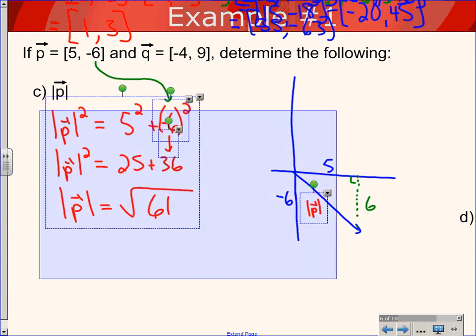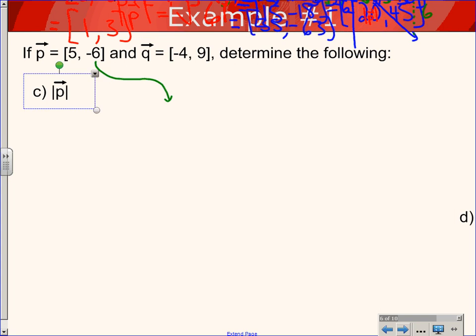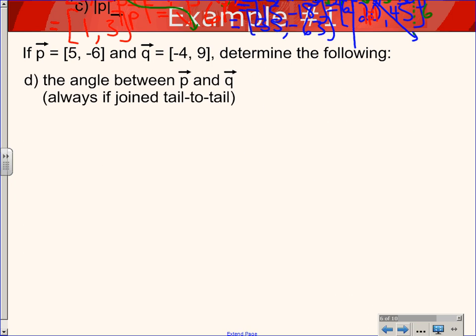Okay, D is another large one, so let me get this out of the way again. Here's D. Determine the angle between P and Q. And in brackets there I said always if joined tail to tail. What I mean by that is whenever we talk about the angle between vectors, we are always assuming that they're tail to tail. And that's an important one. That's going to come up for us a few times in this course. So if we're talking about the angle between vectors, we're assuming that they're aligned tail to tail.